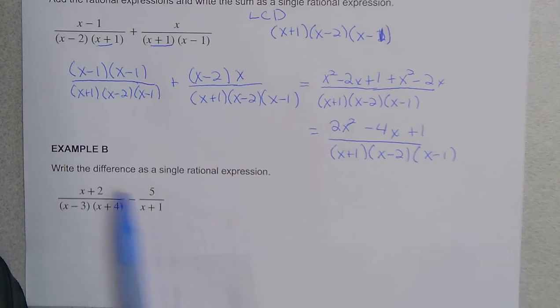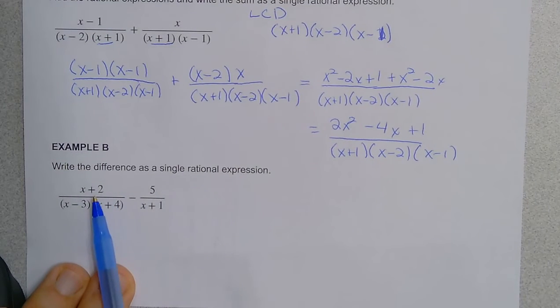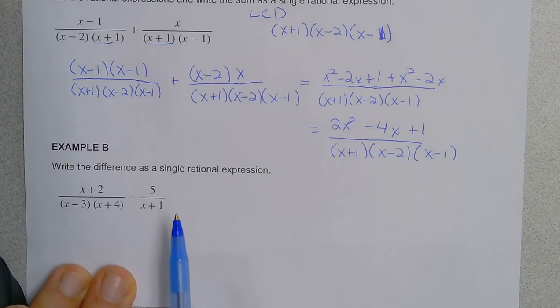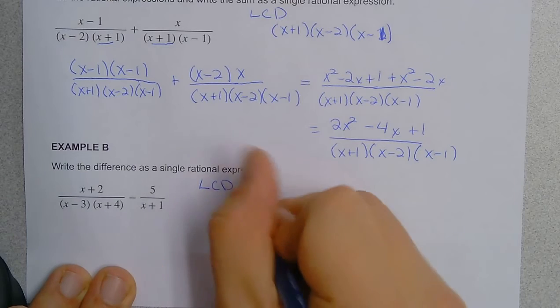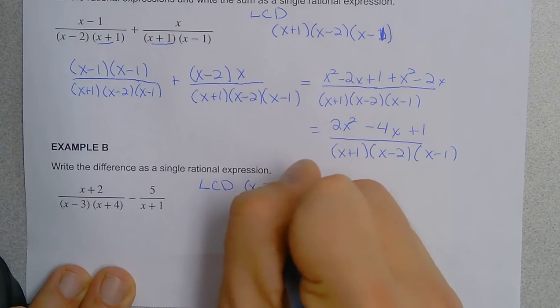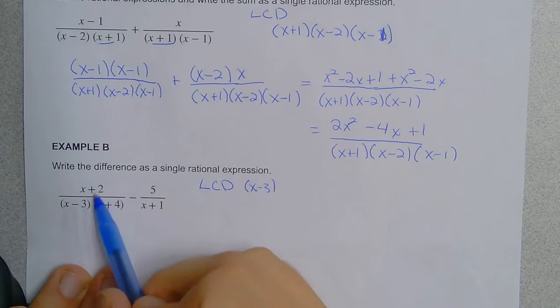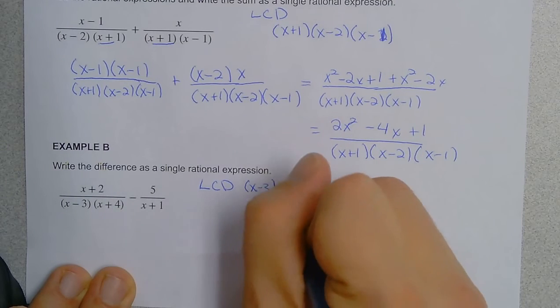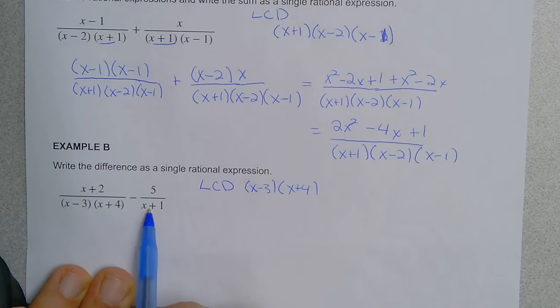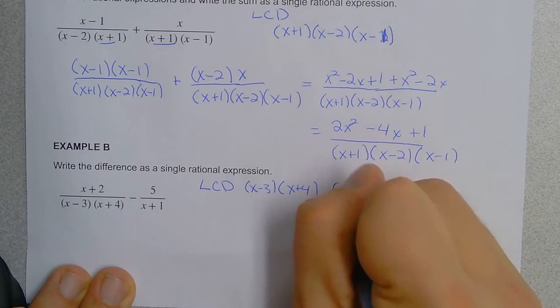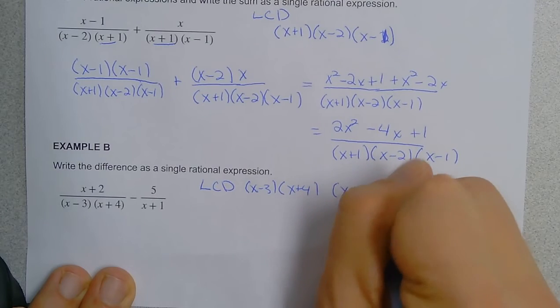And now for our last example, we're going to write the difference as a single rational expression. So we have x plus 2 over x minus 3 times x plus 4 minus 5 over x plus 1. So we're going to look for our least common denominator. And I have x minus 3 in this one and another x plus 4. So that's going to have to be in both. And then I have x plus 1 in the other one. So I'm going to also have to have x plus 1.